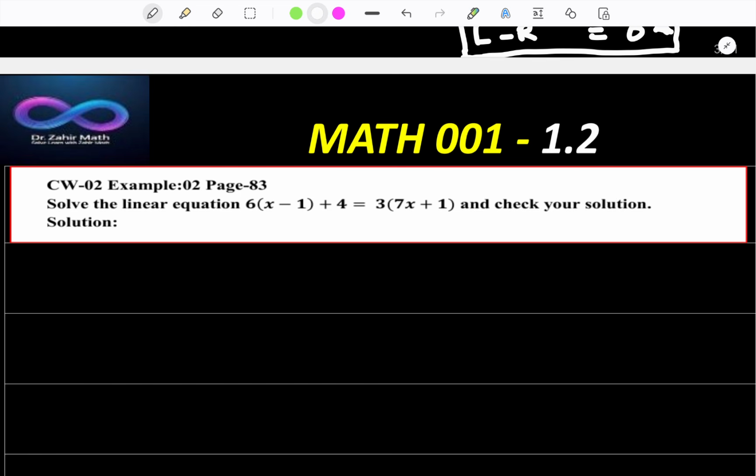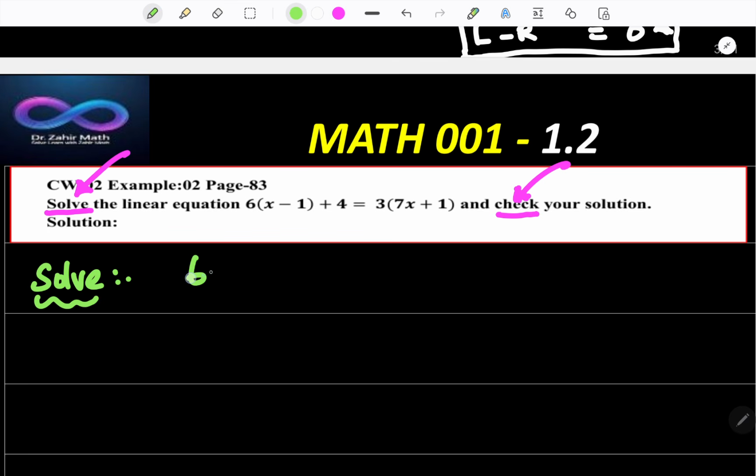Solve the linear equation 6(x - 1) + 4 = 3(7x + 1) and check your solution. So what we are going to do? You are going to solve and you are going to check. So two things: solve and check. Keep in your mind. Okay? Right. So let's start the solution. We are going to solve first.